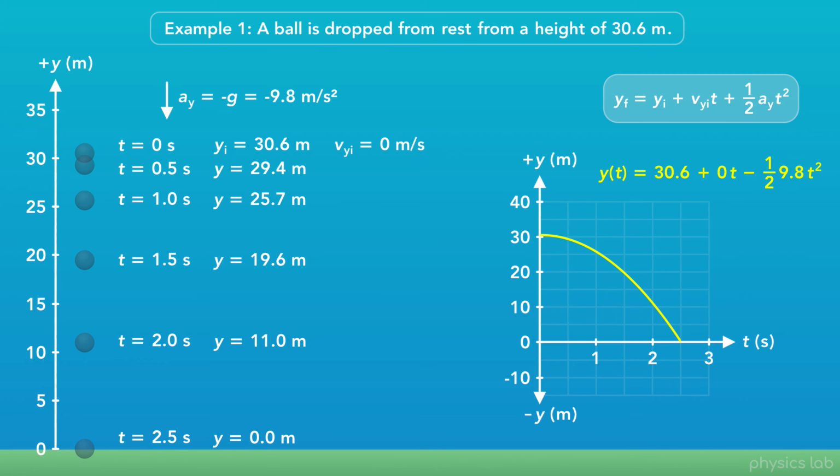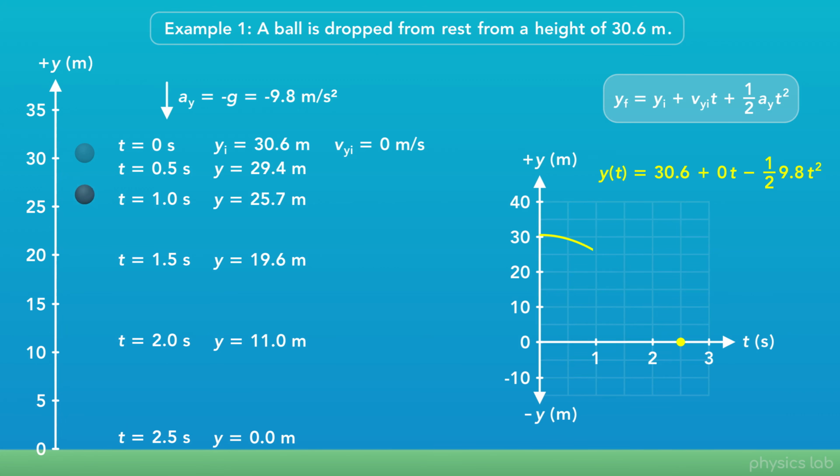Next, notice that the curve crosses the horizontal axis at 2.5 seconds, when the y position is 0 and the ball hits the ground. But the graph also extends beyond that point. This kinematic equation will give us negative y values after that time. If we plug in 3 seconds for t, the y position is negative 13.5 meters.